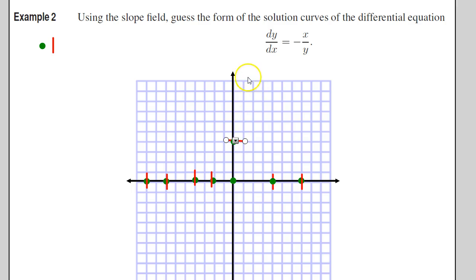And in fact, for every point on this y-axis, no matter what its y-coordinate is, its x-coordinate will always be 0. So we're always going to have a 0 slope of the tangent line for any point on this y-axis. So the slope field for these points will look something like this.